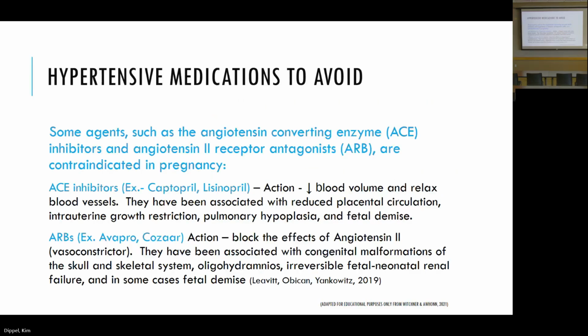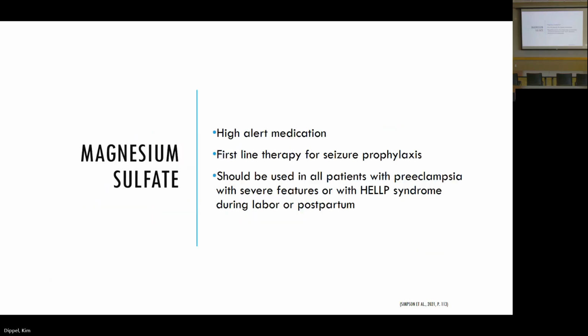Hypertensive medications to avoid. Some of you may or may not be familiar with these medications, but ACE inhibitors, I'm not going to go over all that, you can read that, and ARBs, because of their effect, the vasoconstrictors. And then magnesium sulfate. It is a high alert medication. You never abbreviate it anywhere in the electronic medical record.